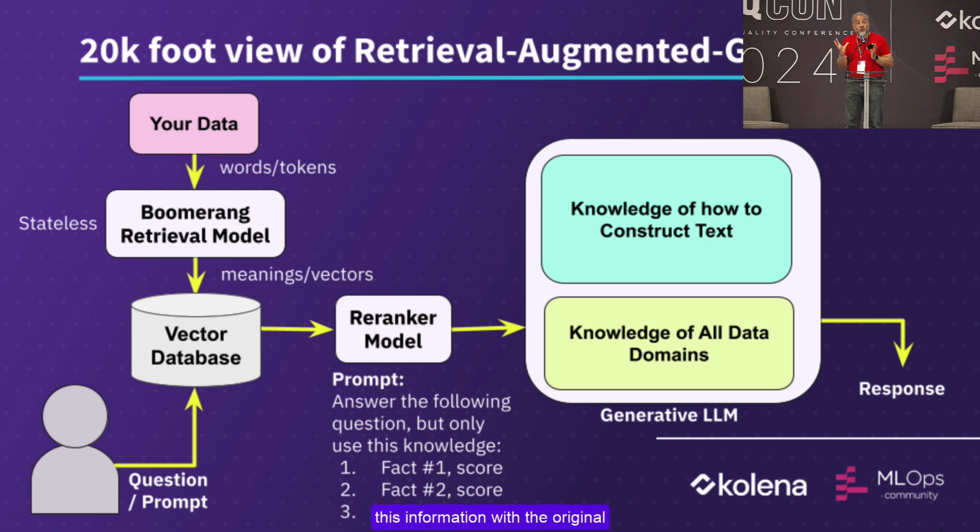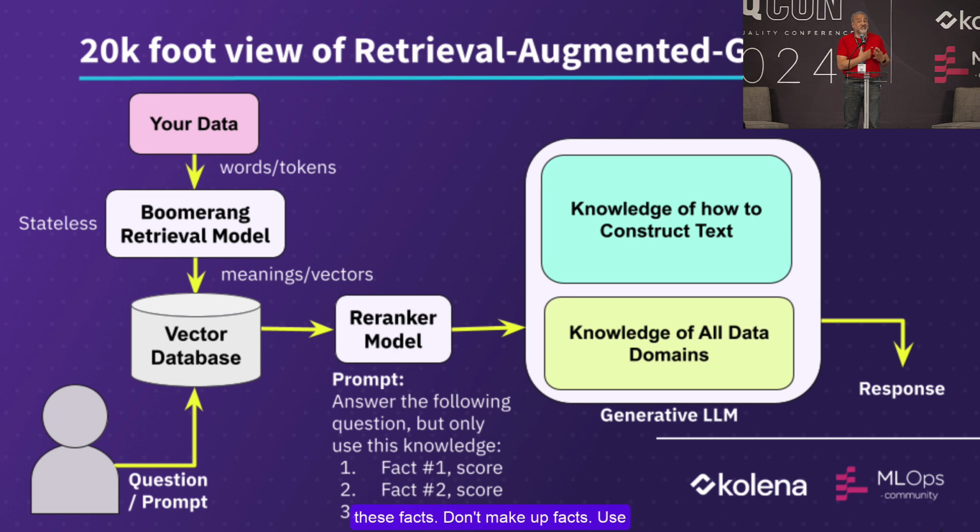And then you package all of this information with the original question, and you give it to the large language model, and you say, dear large language model, please perform this task, please answer this question, please write this legal document as a function of these facts.